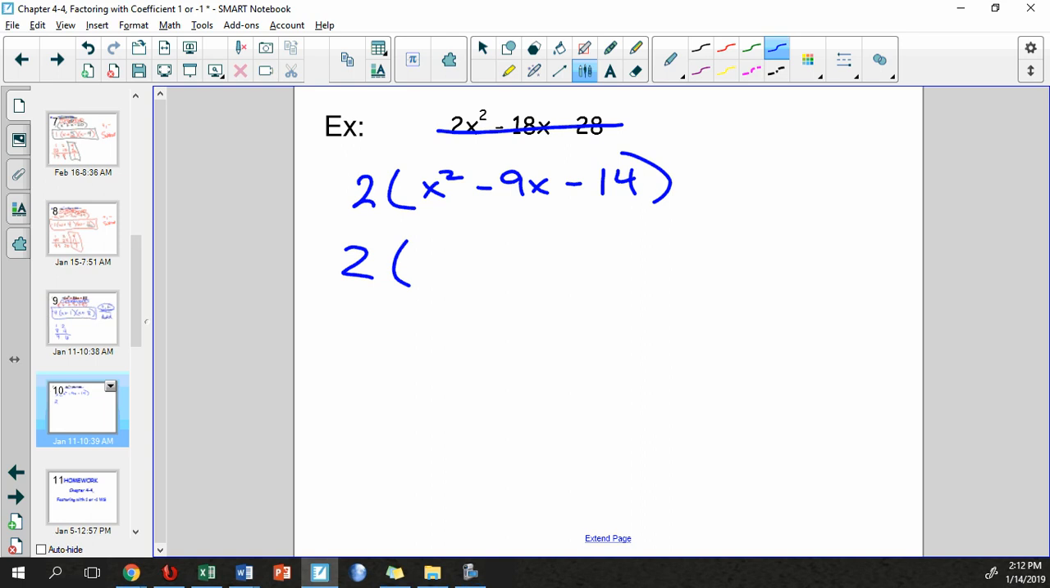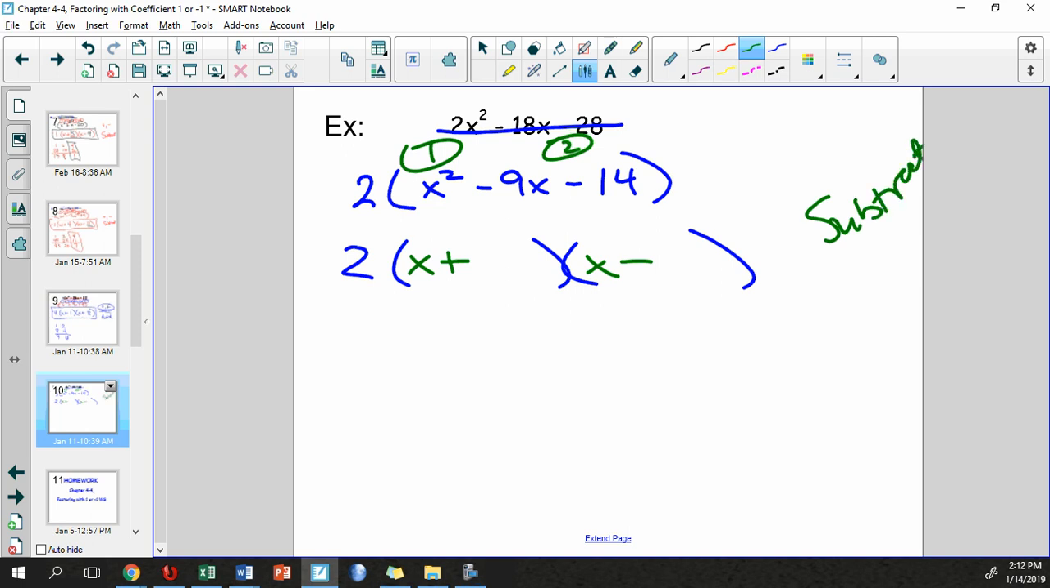So from here, I'm going to break this down into two binomials. How do I split up an x squared? X and x. I need to get a -14. What's it say about my signs? They are different. What does different mean? That you are subtracting.